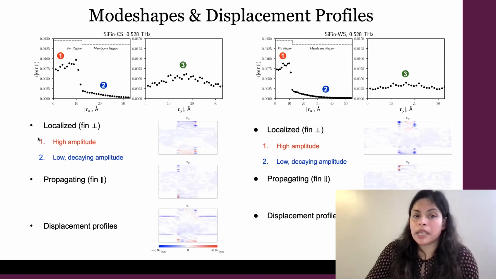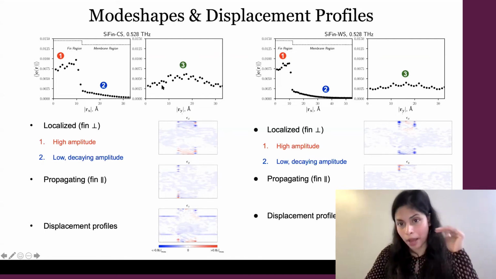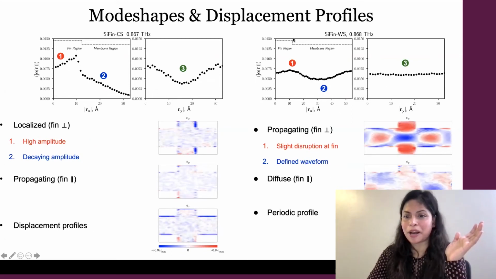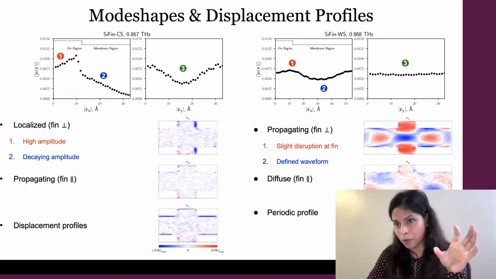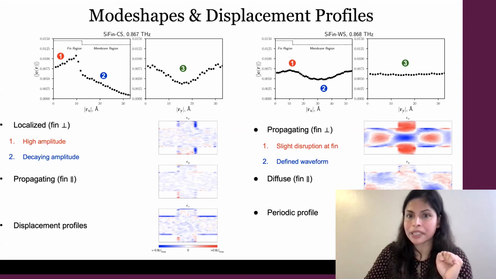Then we looked at the displacement profiles for different modes. Here, this is one of the localized modes, which has a wave-like form along the fin, the propagation; we can say it's behaving like a guide. There are many more pictures I could show you. We are really investigating these, and these pictures are very interesting for seeing how the modes are more localized and where they're spread, and so on.